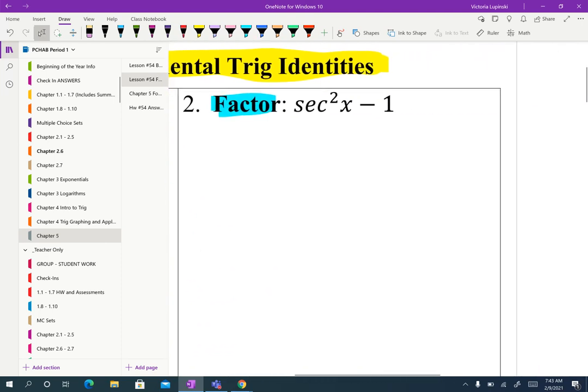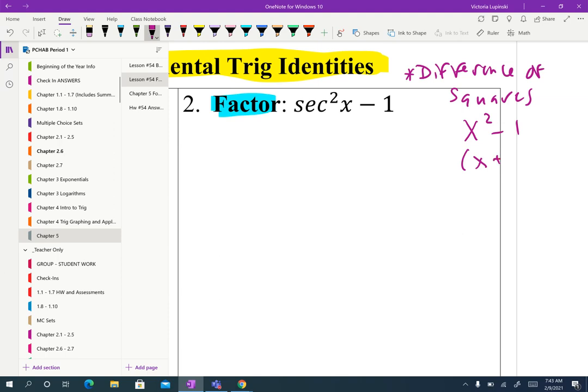Take a look over here at number 2. The directions are to factor. So secant squared minus 1, there obviously is no greatest common factor. What I'm hoping that you realize, or even if you don't realize, you understand after I point it out, is that this is really the difference of squares. If I was to ask you to factor x squared minus 1, you would hopefully easily be able to do so as x plus 1, x minus 1.